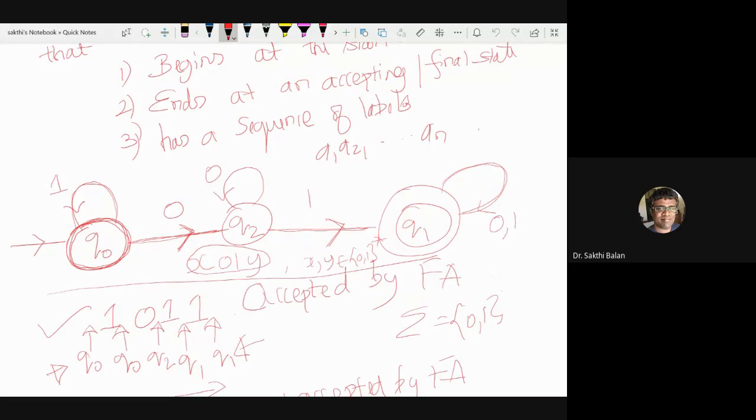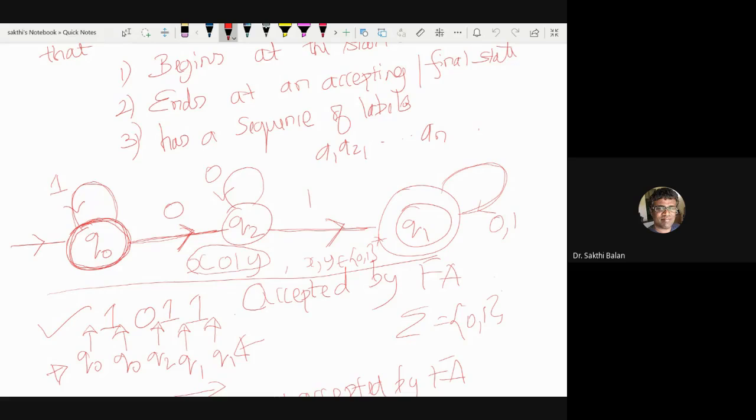Now, if it sees a 1, then immediately it goes to Q1. And from Q1, you have already made sure that you have read at least one 0 followed by a 1. So from Q1, you can read whatever string you want, because you have already made sure that it has 01. Without 01, you will not be able to reach Q1 at all. And Q1 is a final state. So after reaching the final state, you can read whatever string you want, right?